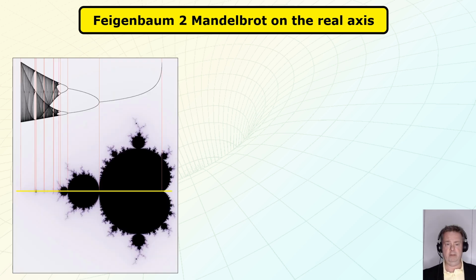So here we see the Mandelbrot. And if you analyze or research what's happened on the yellow line, the x-axis of the Mandelbrot, you will find that it relates to the logistic map from Feigenbaum, which is here upside down, and I think also flipped from left to right.